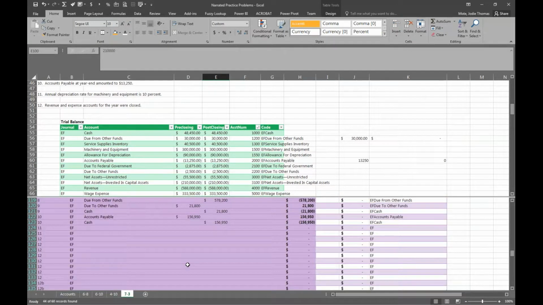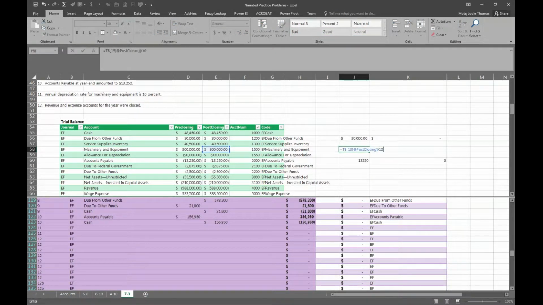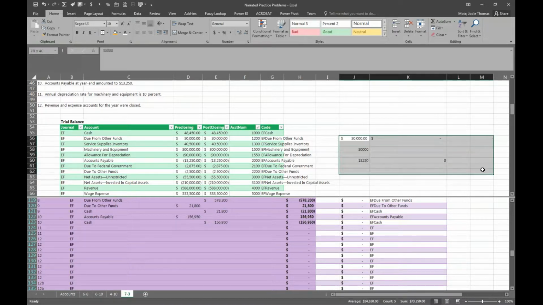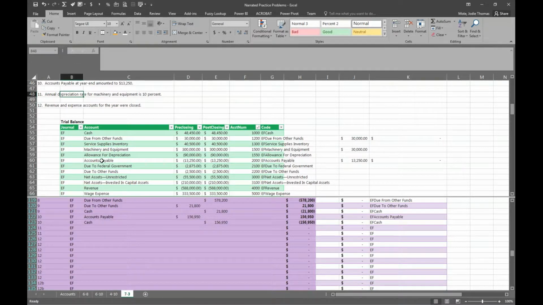Annual depreciation rate is 10%. So basically, all we're looking for here is what our fixed assets, machinery, equipment, long-term assets balance is, and it's $300,000. Okay, so 300,000 divided by 10 is 30,000. So 30,000 is going to be the amount that we're recording annually for depreciation.